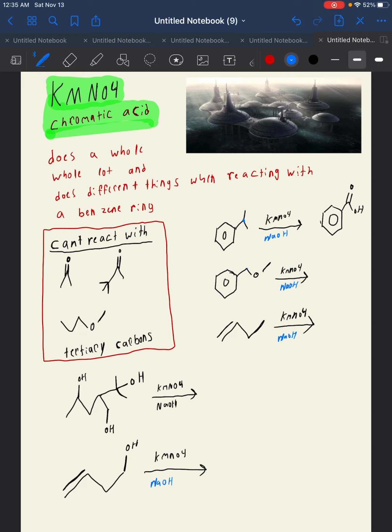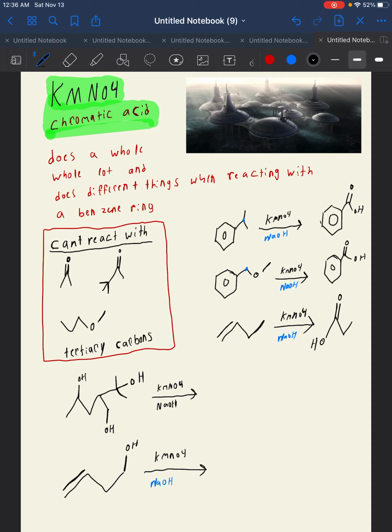Same thing with esters on a benzene ring. At the benzylic position, it will make a carboxylic acid. This molecule is actually called benzoic acid. Now, KMnO4 can also oxidize this molecule into something that looks like this.